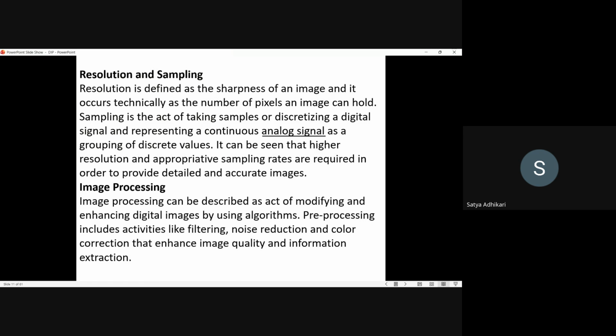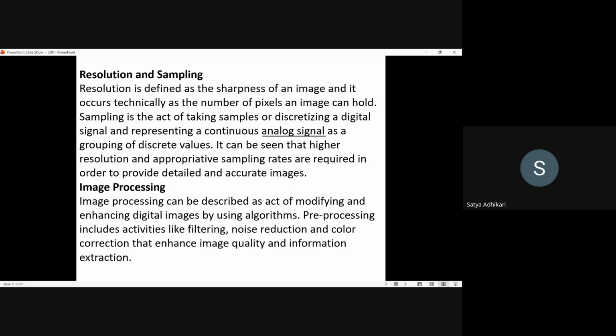Image processing can be described as the act of modifying and enhancing a digital image by using algorithms. So it needs suitable software. Now we have preprocessing tools. We have the predefined tools. So the software is there, and using that software, using that algorithm, image processing operations take place.